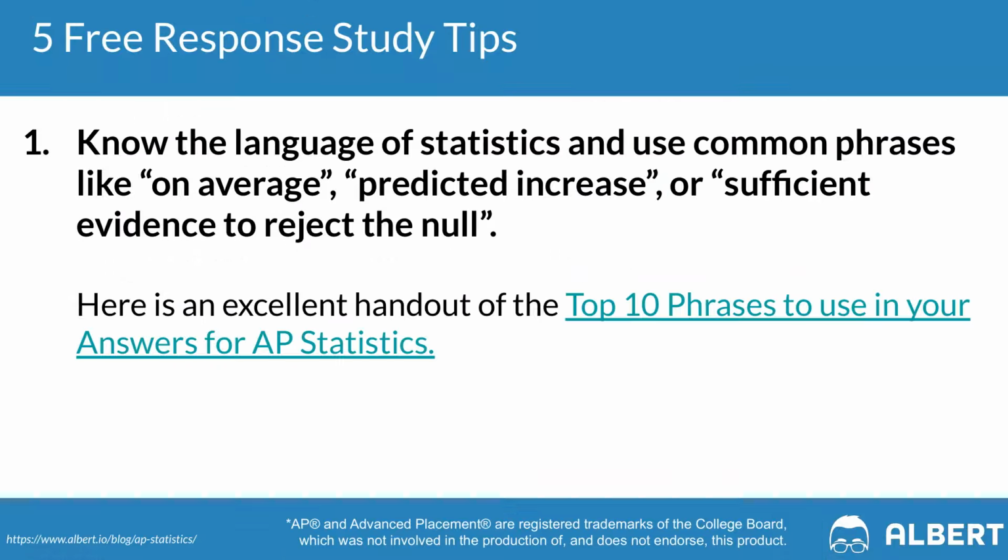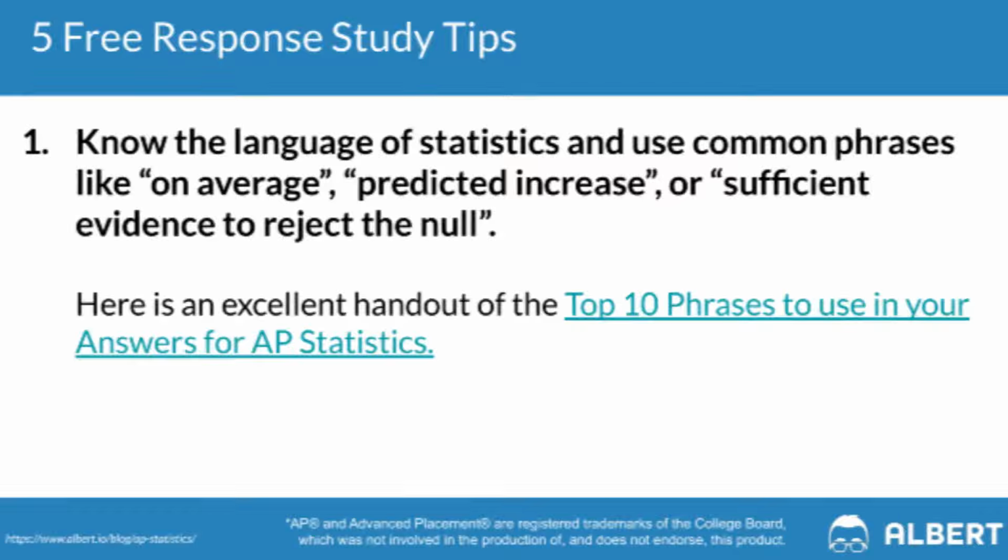The first tip we have for you is to make sure that you know and can use the language of statistics. Use common phrases such as on average, predicted increase, or sufficient evidence to reject the null. There's a really great free handout that goes over the top 10 phrases to use in your AP Statistics FRQs, so be sure to check that out in the link in the video description below.